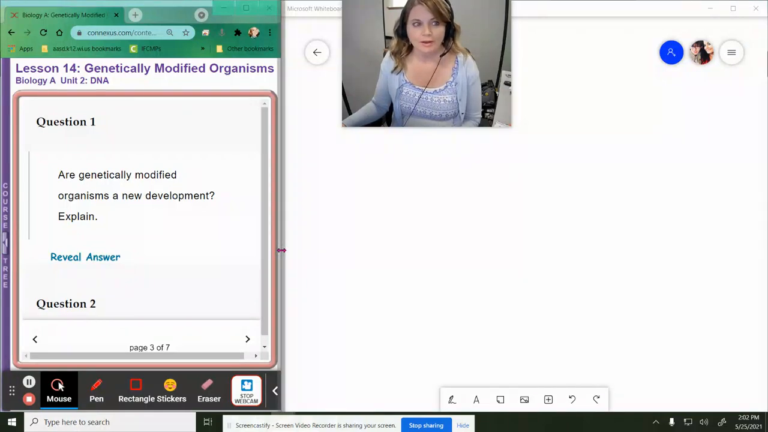Unit 2, Lesson 14 on genetically modified organisms, GMOs. So I'll be discussing what they are and pros and cons of them briefly, and you do have a discussion on this coming up in your next lesson as well.